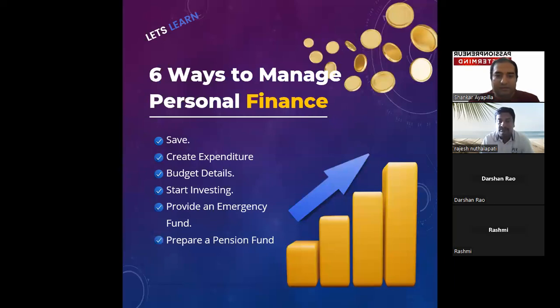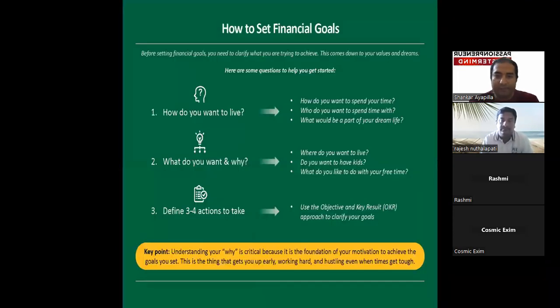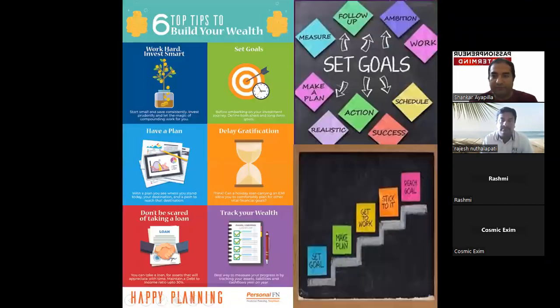Okay, so what are the 6 ways to manage your personal finances? Like I said, first do saving, and then create an expenditure plan, right. Have a budget on your different types of expenses, and then provide an emergency fund, and then you have to have a pension plan, because the wealth you create right now will be used in your future, correct?